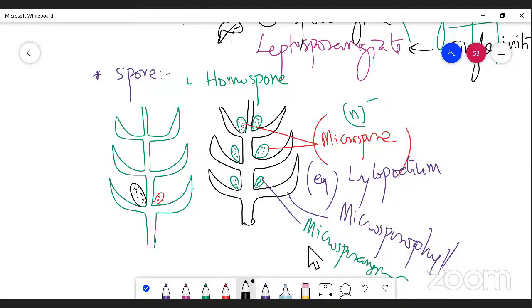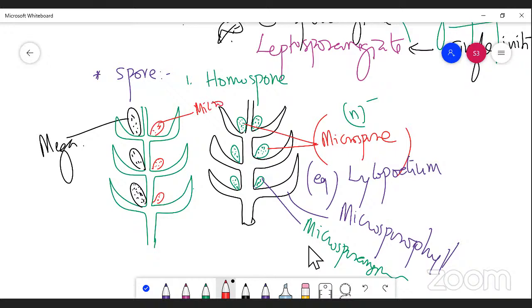The presence of both micro and megaspores is called heterospory. My dear students, if the spores are similar, either only microspores or only megaspores, that is called homospory. Whereas the presence of both microspore and megaspore is called heterospory.